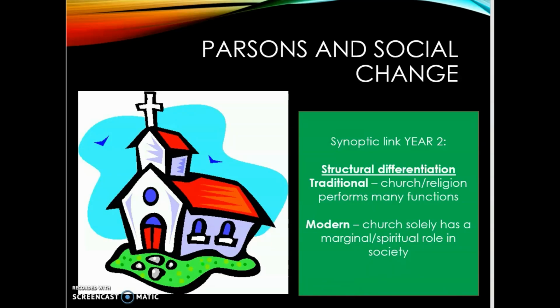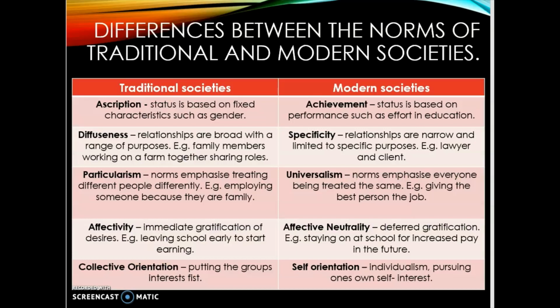Now, if you want a little bit more detail about the difference between the traditional and modern societies, I've put it into a bit of a table for you to have a look at. There's lots of information there, but I think it's useful for you to have an awareness of it, though it is very detailed. So have a look at it, pause it now, and then we're going to be moving on to part 3, which is Merton.